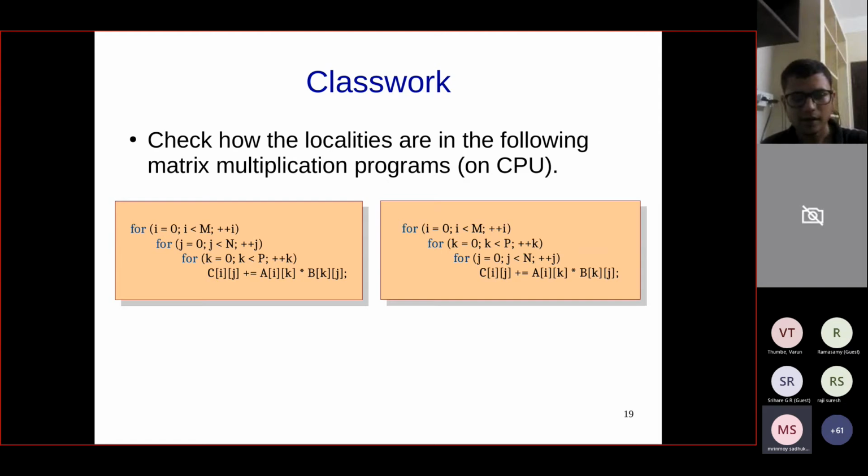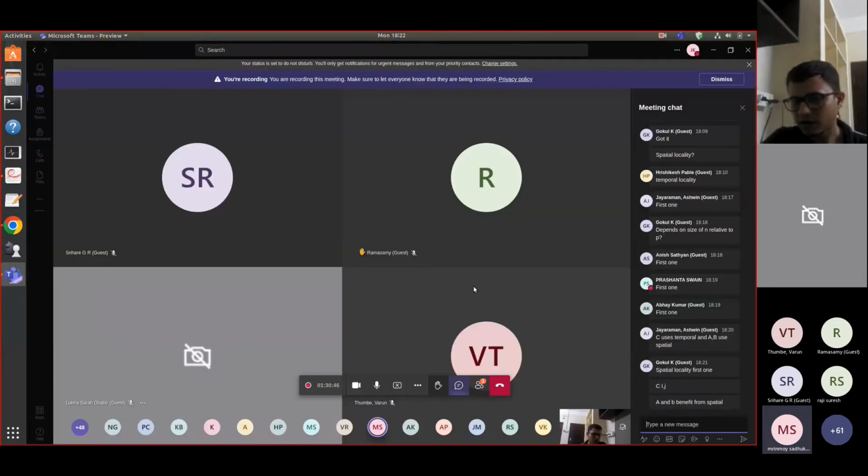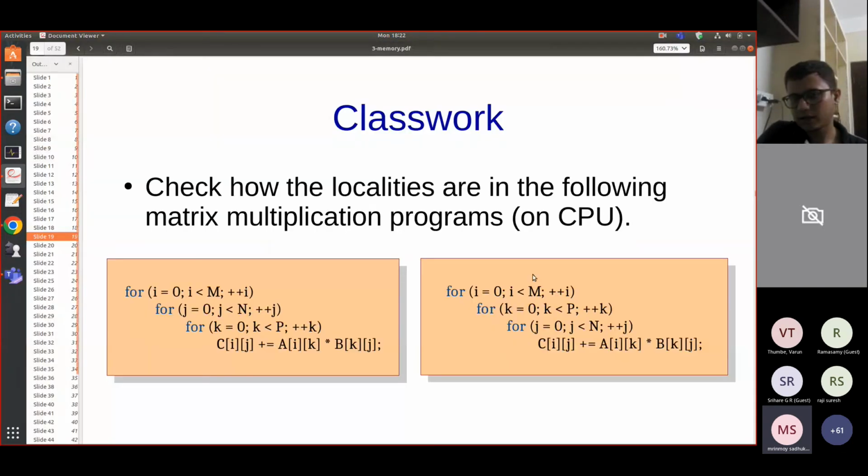I mean, even for A we will be using spatial, but that's not the correct way to compare it. I didn't completely get your point. Let us assume that A, B, and C are either using temporal or spatial locality. Then in that case, it is also true for this one, right? This code also uses temporal and spatial locality for A, B, and C in some sense. Then how is it better? I really didn't understand the point.